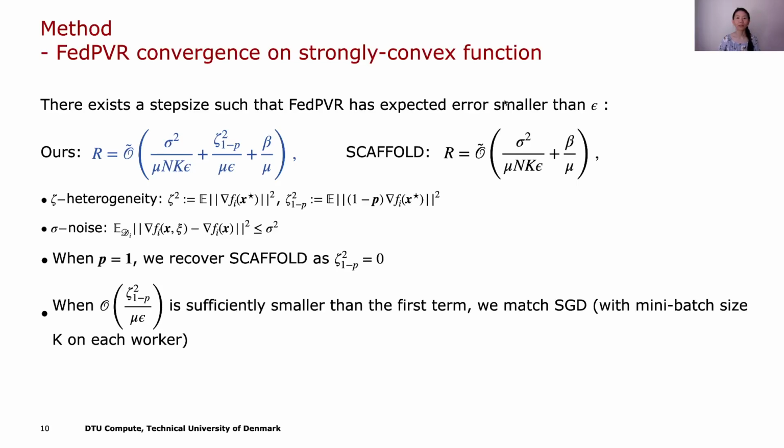Next, I will talk about the convergence rate on strongly convex functions. For non-convex functions, please have a look at our paper. For our theoretical result, we assume zeta heterogeneity, where zeta measures the function dissimilarity. And we also assume the variance of the stochastic noise is bounded by sigma squared. Compared to the result in SCAFFOLD, we see that when P equals 1, we can recover the convergence rate in SCAFFOLD, as by definition zeta squared times (1 minus P) equals 0. Then if the second term is sufficiently smaller than the first term, such that the first term is dominating the convergence, then we can match SGD with mini-batch size of K on each worker.